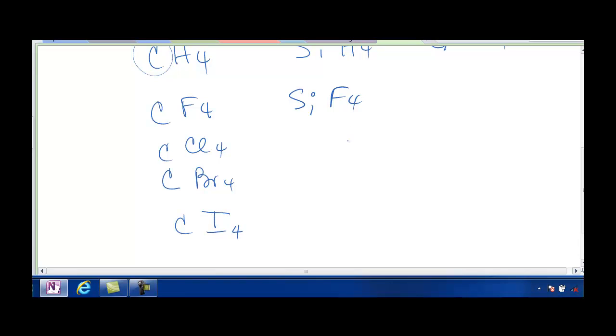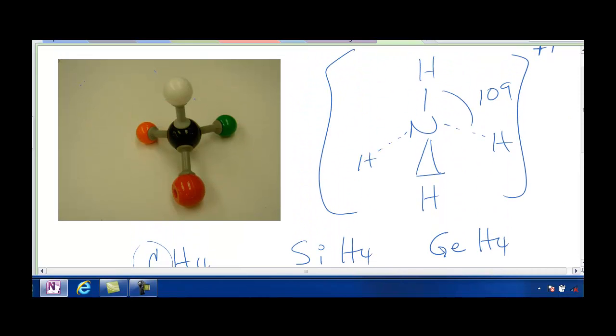And we're learning patterns. And if they all have the same Lewis dot, guess what? They're all going to be tetrahedral. They're all going to be 109 degrees, just like ammonium ion. Are we getting it? Are you with me? Okay.